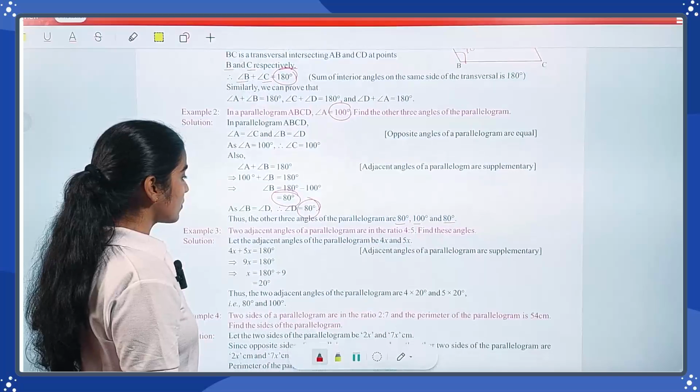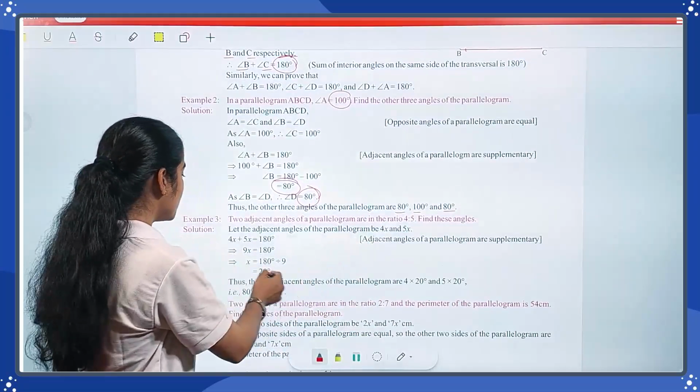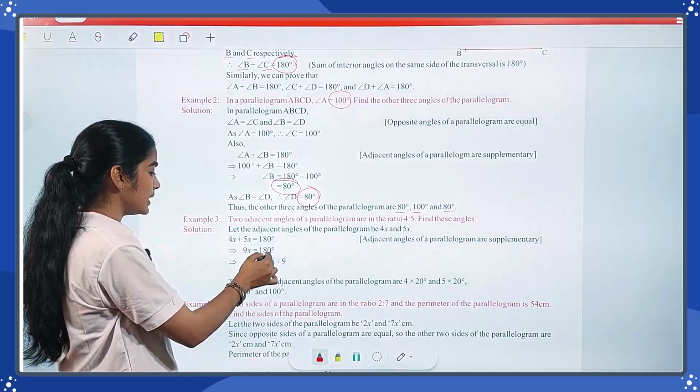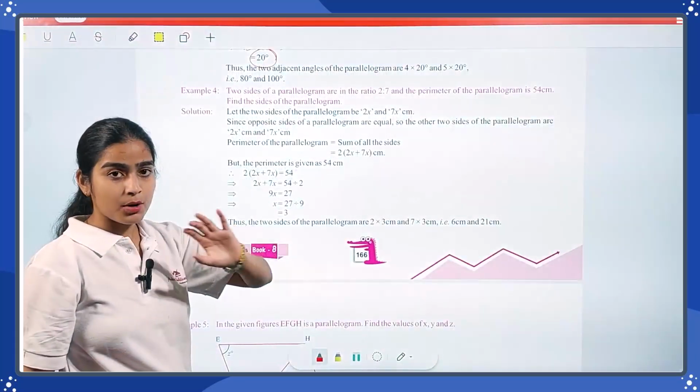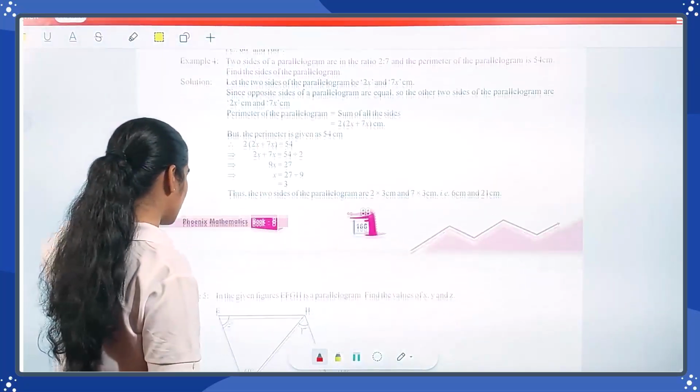Two adjacent angles of a parallelogram are in the ratio 4:5. So 4x plus 5x is equal to 180. The value of x is 20 degrees. So I hope, students, these properties are clear to you. That is very easy for you, right?